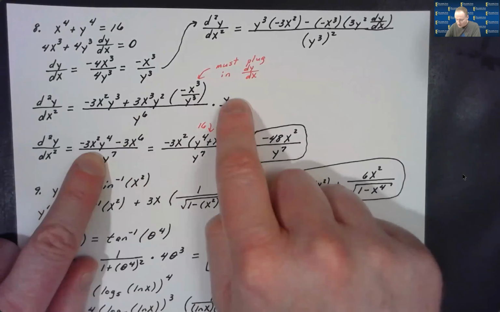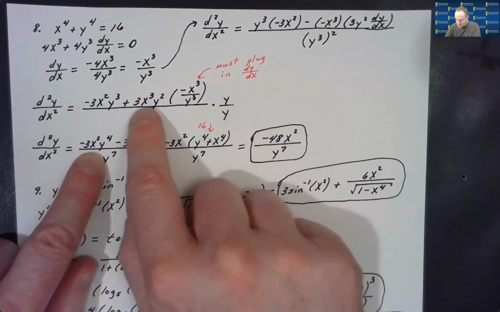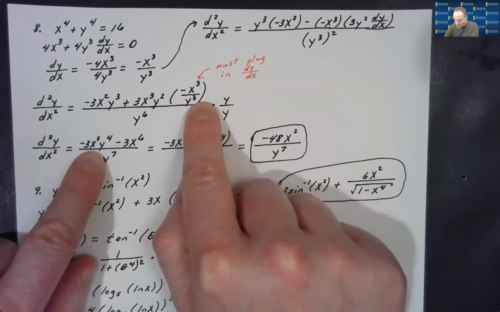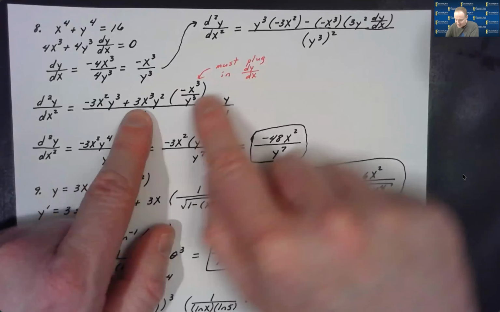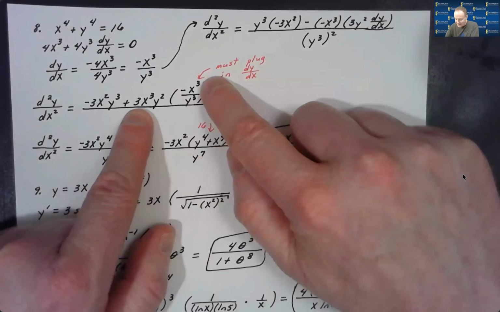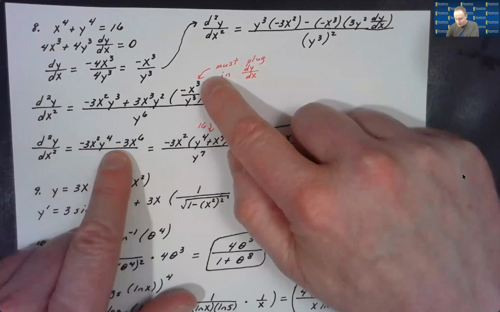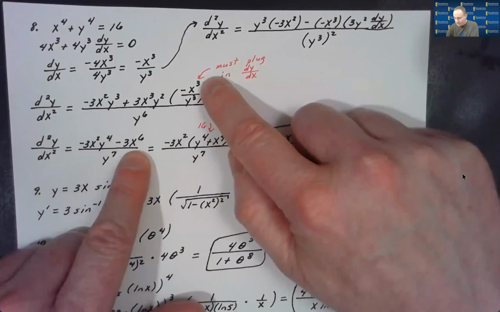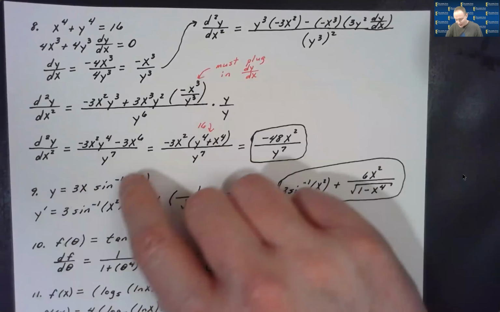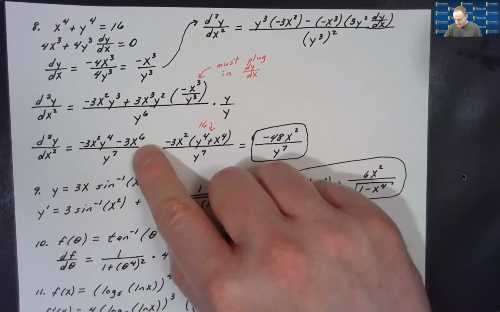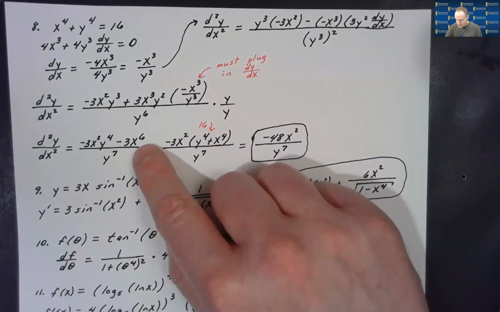In the second term, again, all of the y's just cancel, and you're going to end up with 3x cubed times a negative x cubed. That gives me negative 3, or minus 3x to the 6th. Okay, so I'm feeling pretty good about this answer at this point, and I can say, yeah, but I haven't plugged in the original relation yet. How do I get to a point where I can do that?